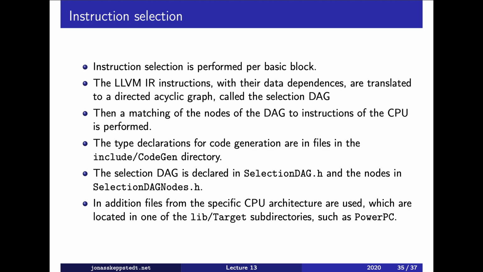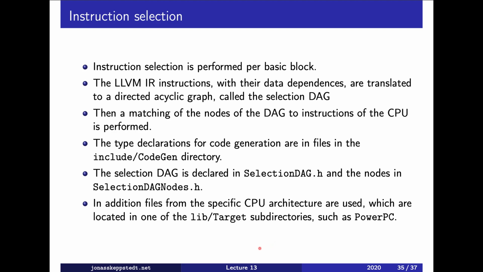In LLVM, the intermediate representation instructions, one or more such, is translated to one or more machine instructions. And to do this, a directed acyclic graph called the selection DAG is constructed. The nodes are instructions and the edges are the data dependencies between the instructions. Then a matching is done, and this DAG is transformed to, well, it's still a DAG, and the nodes now are machine instructions.